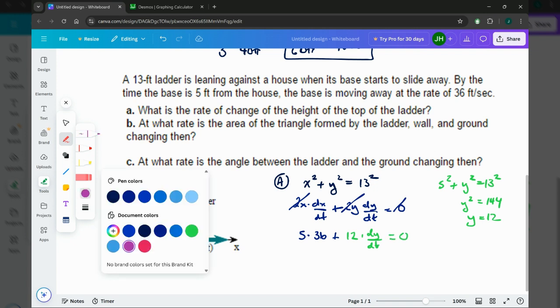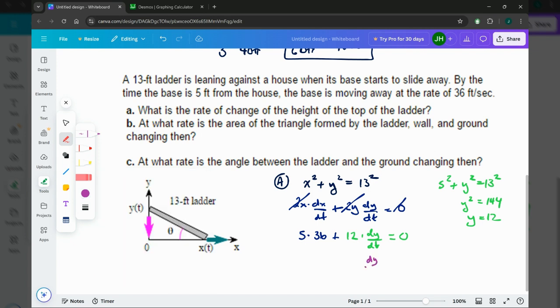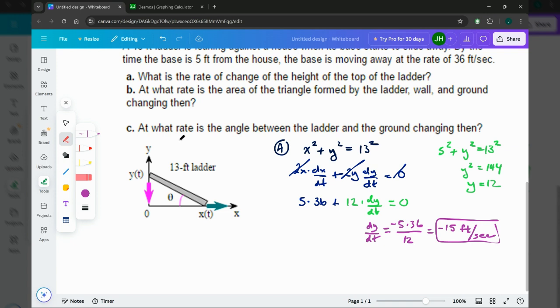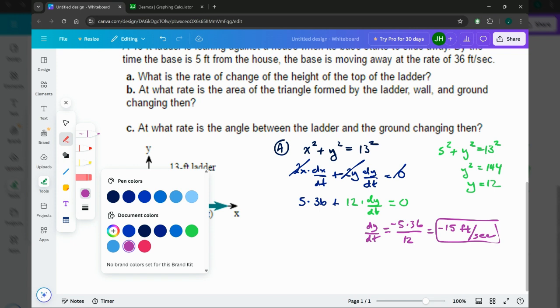So in order to solve this, dy/dt would be 5 times 36 subtracted to the other side, and I would divide by 12. This comes out to be negative 15. Y would be measured in feet. The time would be measured in seconds. That top of the ladder is flying down the wall at 15 feet per second. That thing is moving.